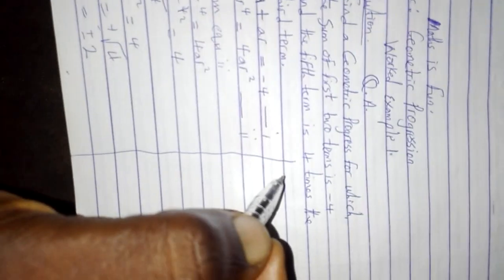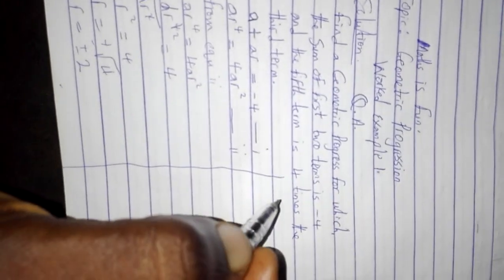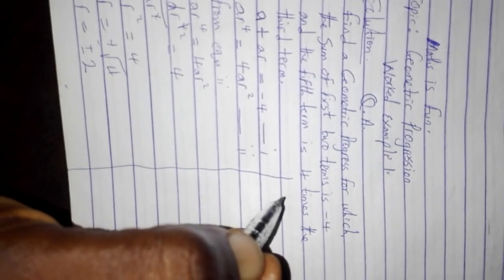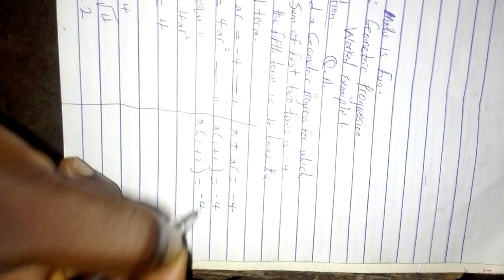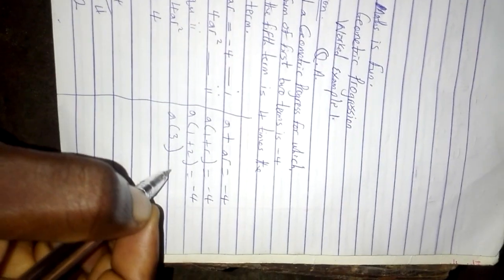Now we can find the first term. If we substitute the common ratio, which is plus or minus 2, into equation 1, we have A plus A R is equal to minus 4. Factorizing, we have A into bracket 1 plus R. So we have A into bracket 1 plus 2, which is equal to minus 4. So A into bracket 3 is equal to minus 4, and A is equal to minus 4 over 3.